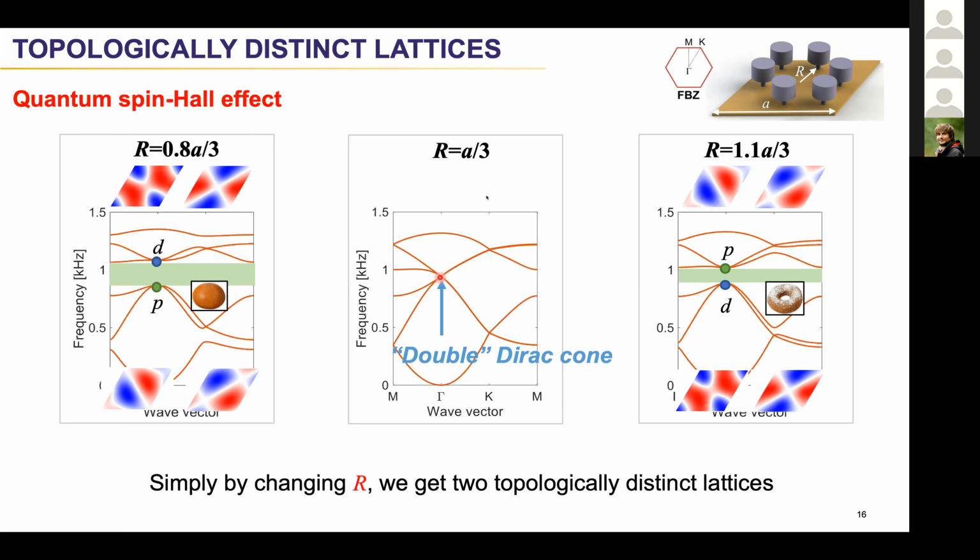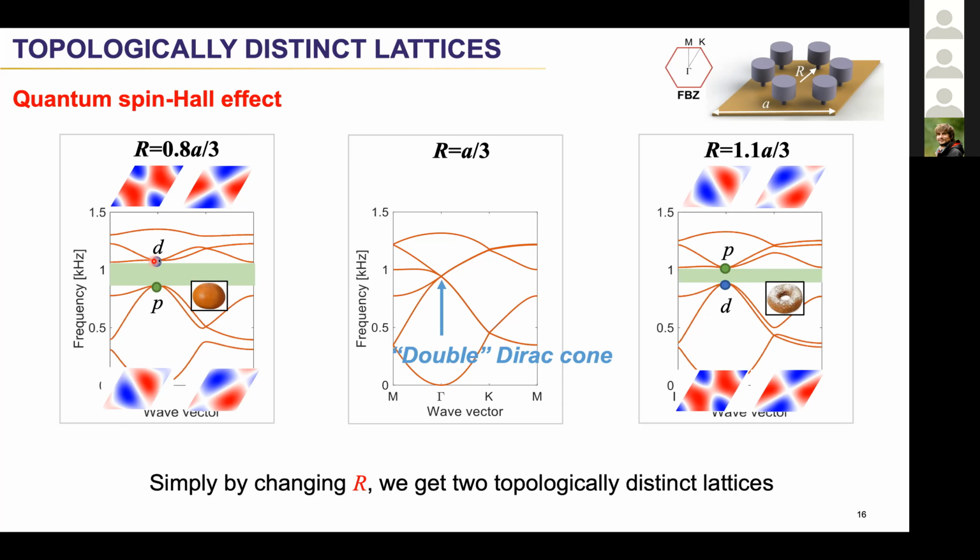Okay. So now when we change this radius R to a smaller value and a larger value, what happens to this Dirac cone is we are opening it and we create a band gap. Similarly for the larger values as well. And what we see is that there's a difference between these 2 band gaps or 2 dispersions. The difference lies in the modes.